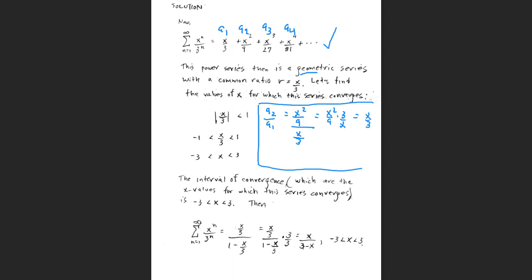If you were to take the third term and divide it by the second term, the third term is x cubed over 27, and you divide that by... I can make a little room here.